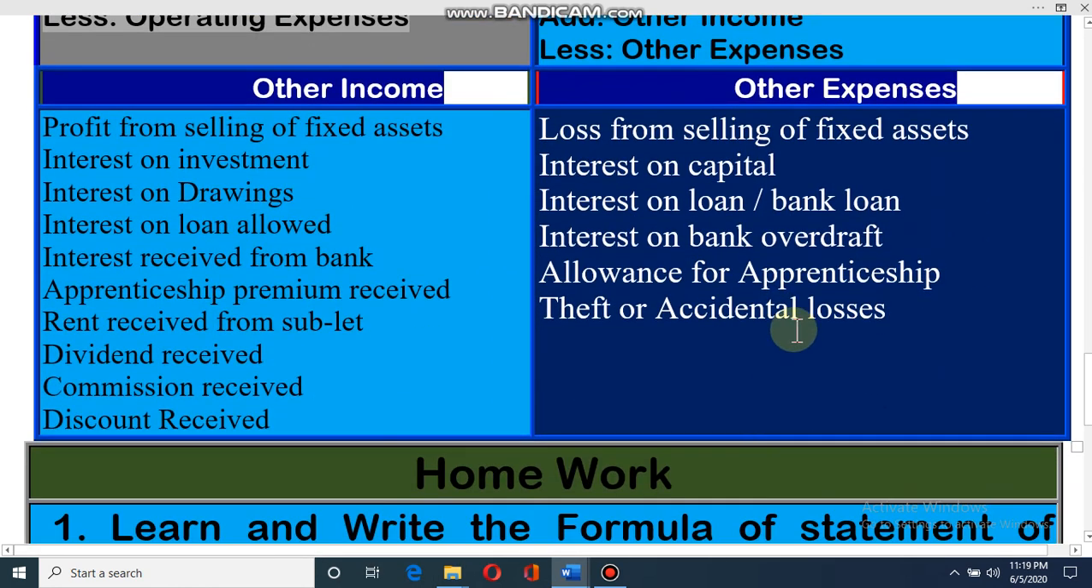Dear student, I hope you understand. Now we can prepare the income statement. That means you can find out the profit or loss.